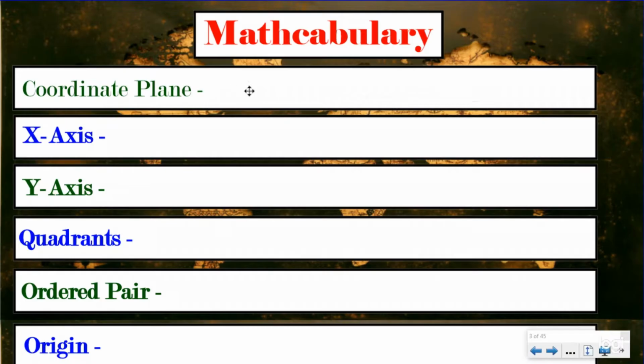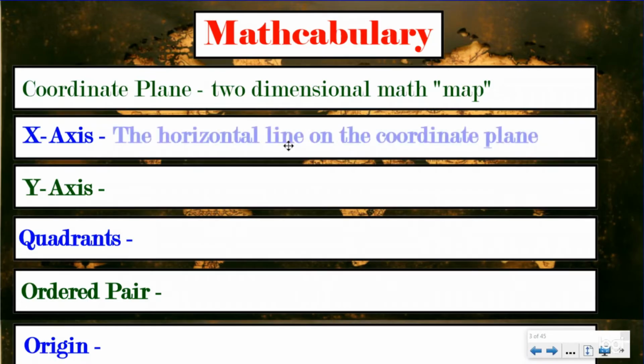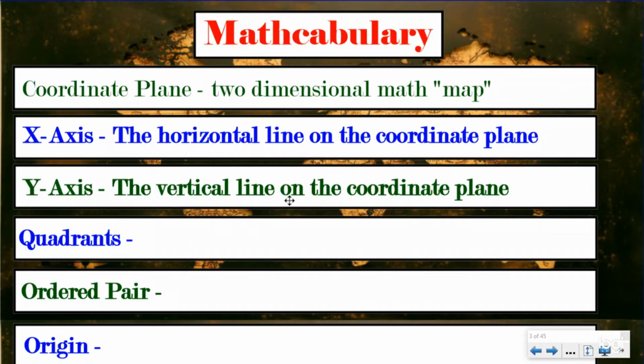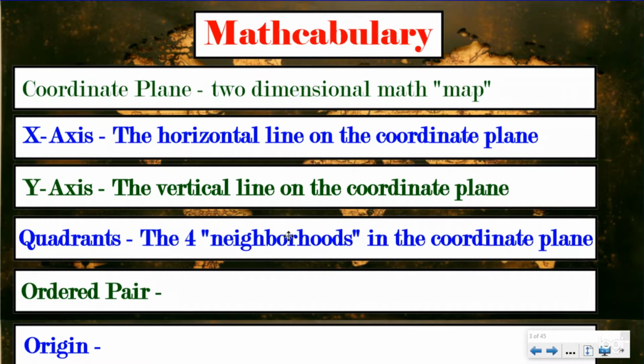The first definition, of course, is coordinate plane, which we are defining as a two-dimensional math map. Our x-axis is the horizontal line on the coordinate plane, and our y-axis is the vertical line on the coordinate plane. If you've never seen a coordinate plane before, it will make a lot of sense when I show you the picture, but we just want to get down some mathcabulary first. Our coordinate plane is split into four neighborhoods, so it's four parts of the coordinate plane: 1, 2, 3, and 4. It's kind of like a neighborhood on a map. Again, we'll show you that in a second.